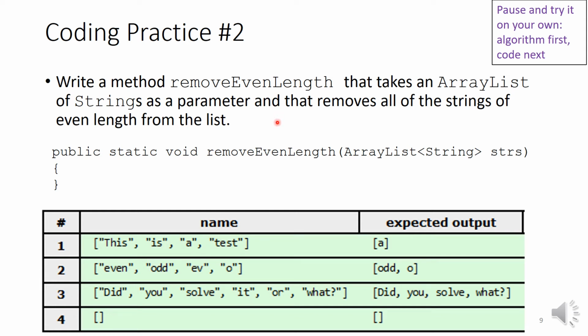Here's a second coding practice. Write a method called removeEvenLength. This method receives an array list of strings as parameter. It deletes all strings of even length from the list.